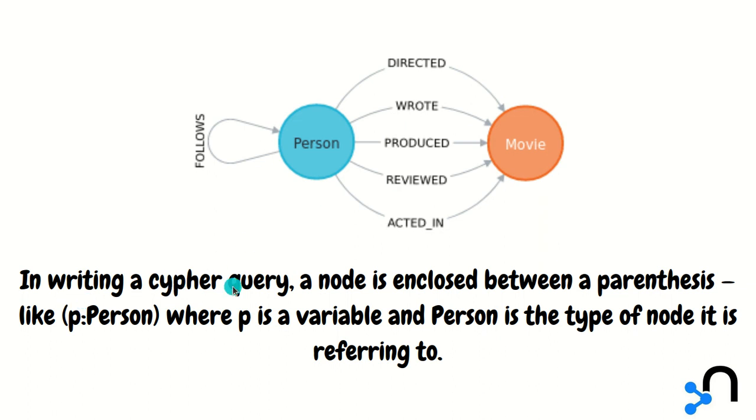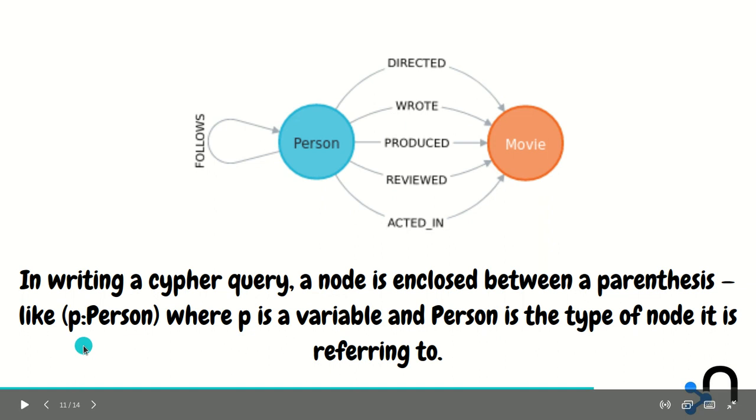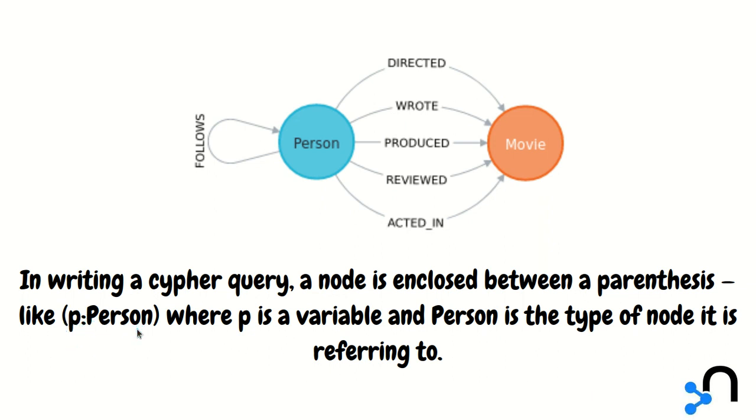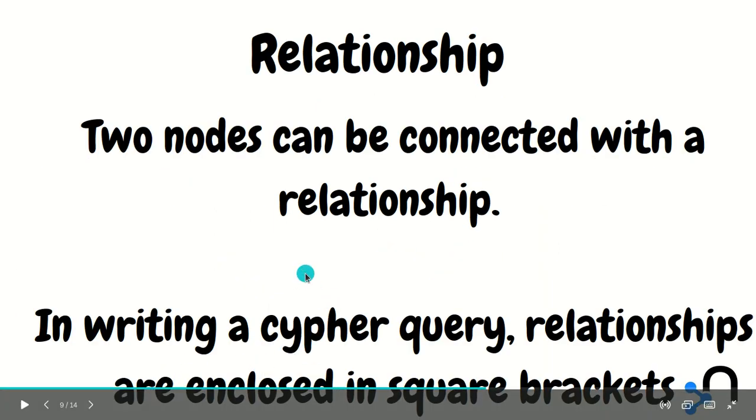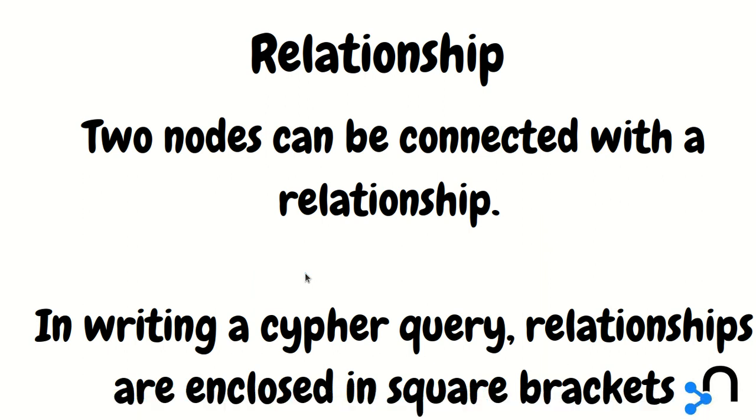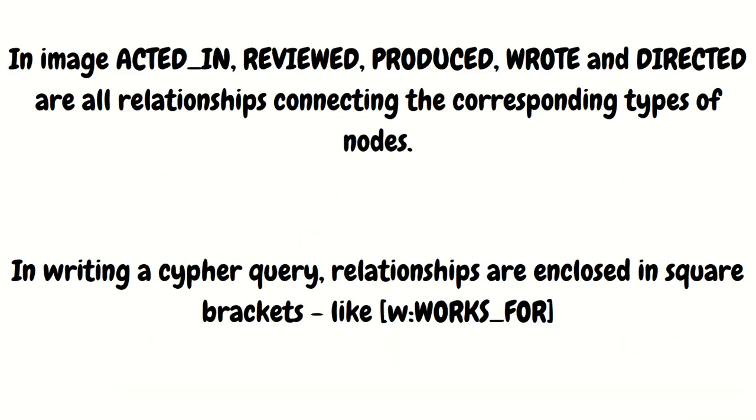In writing a Cypher query, a node is enclosed between parentheses. Just check it out: (p:Person). This is what we'll be writing in a Cypher query, where p is a variable and Person is the type of node it is referring to. So if I write a query, I'll represent this node within the parentheses, like p:Person, and as I've already specified, the relationship can be enclosed in square brackets. So both have their own representation in the Cypher query language.